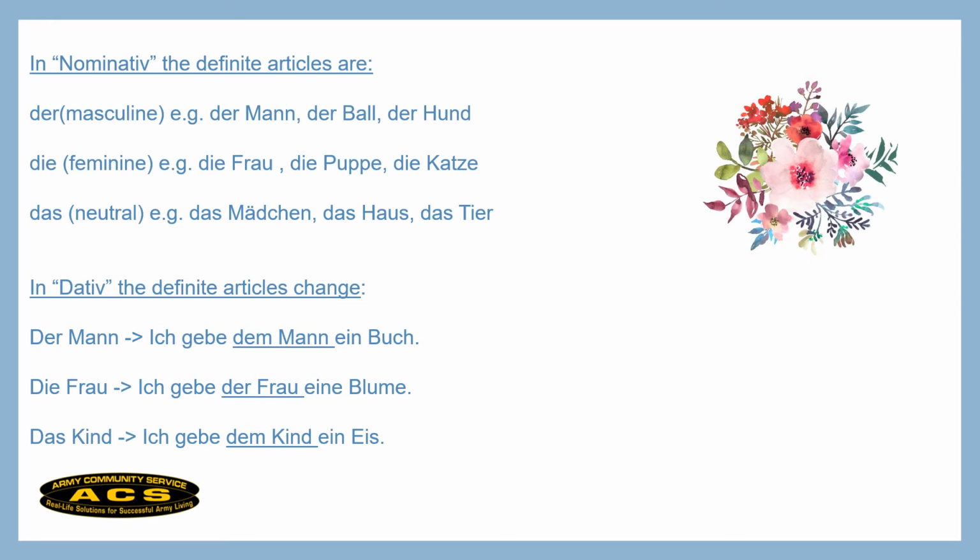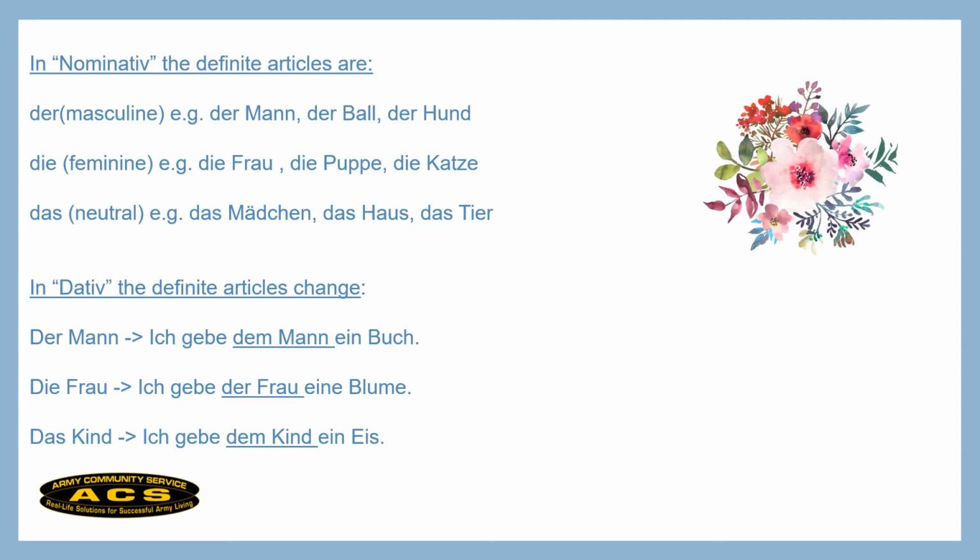So when you learn nouns in the German language, you're supposed to learn them with the article, so you know the grammatical gender of the noun. So you learn it with der, die, das, der Mann, die Frau, das Mädchen, for example. Once you use those nouns in a sentence and you use them as an indirect object, you have to decline those articles. So you won't say der Mann anymore, you will say dem Mann.